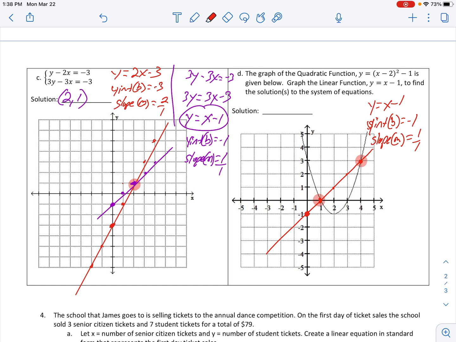So here is an instance where I don't have one solution. I have two solutions, so give me both of those. 1, 0, and 4, 3. Okay?